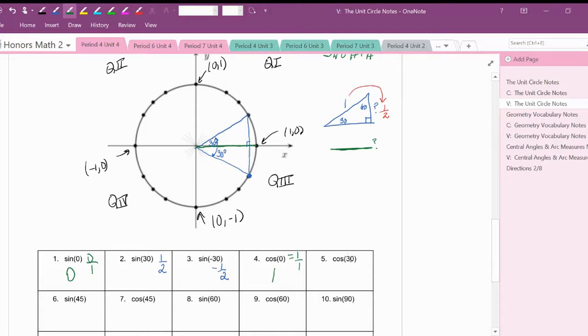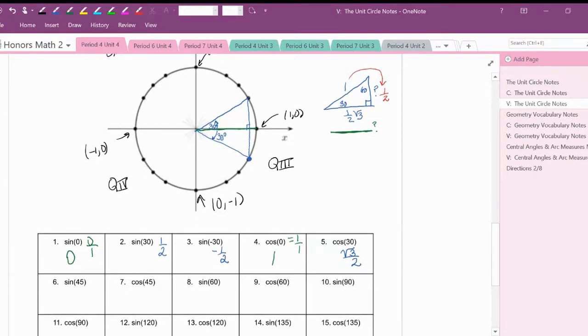Now we can get the cosine of 30 degrees. So we have this triangle in here, but this time the cosine is the side adjacent. So we know we take shorty and multiply it by the square root of 3. So this would be the square root of 3/2.